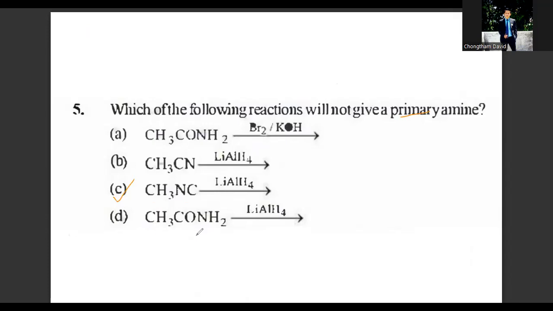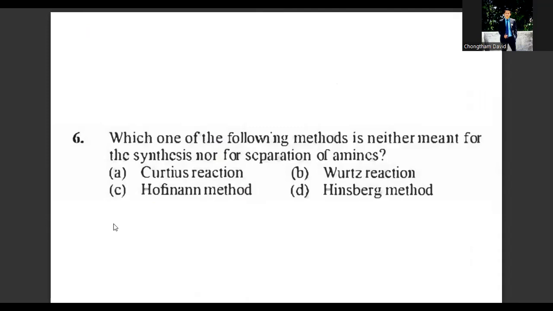Okay, we'll come to question number 6. Which one of the following methods is neither meant for the synthesis nor for separation of amines? Number 1, Curtius reaction; Wurtz reaction; Hoffmann method; and Hinsberg reaction. Which is neither meant for synthesis of amines? See, Wurtz reaction, you have learned this for the preparation of alkanes from haloalkanes. So this is not the answer for question number 6. Wurtz reaction.